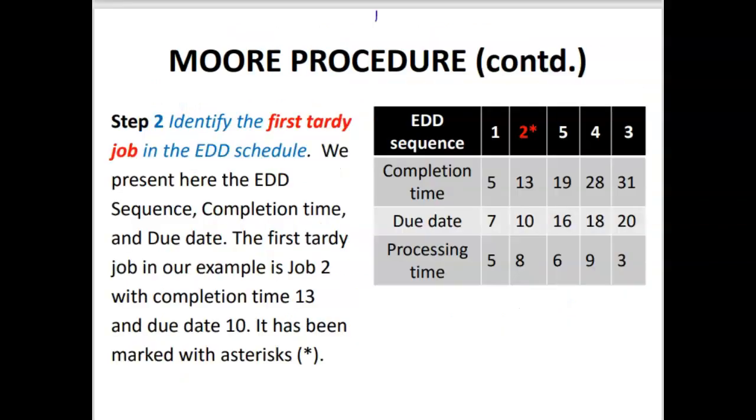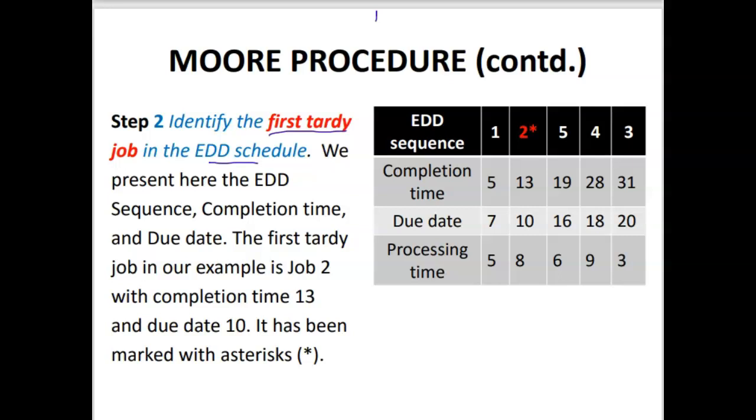Step 2 says: identify the first tardy job in the EDD schedule. Now, if you look at it, the first tardy job is job number 2. That is where the first delay came in. Job 2 was the first job we delayed in this sequence.